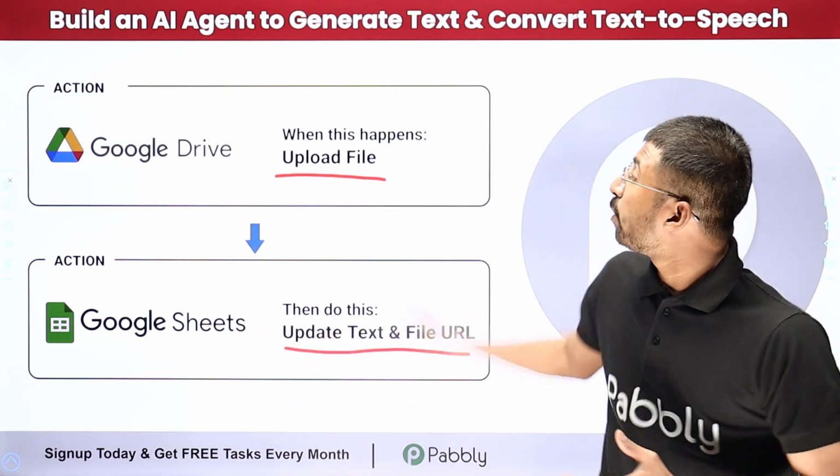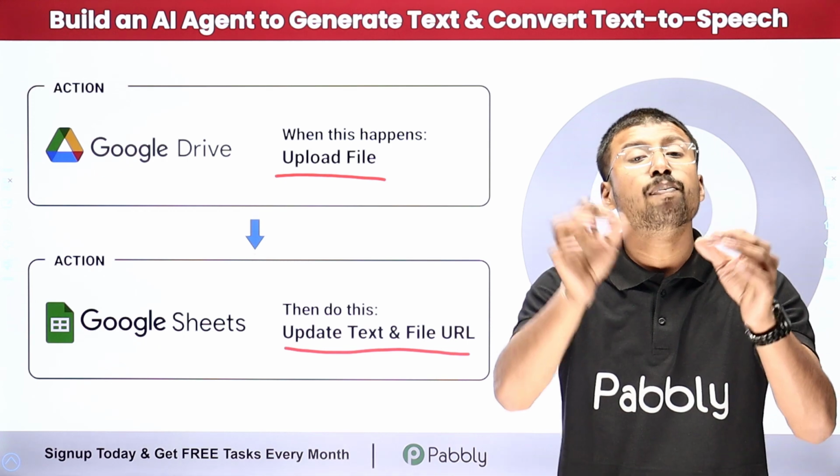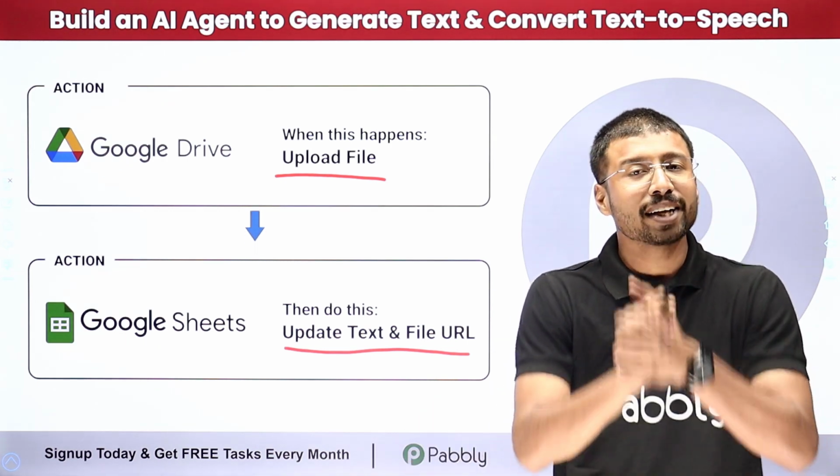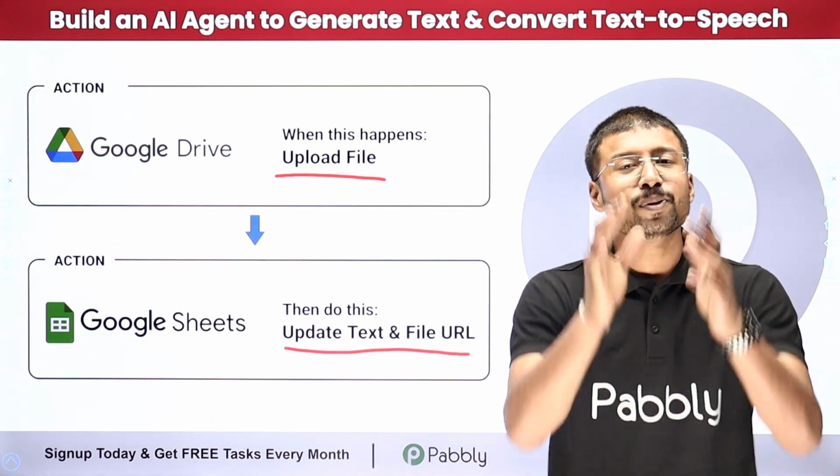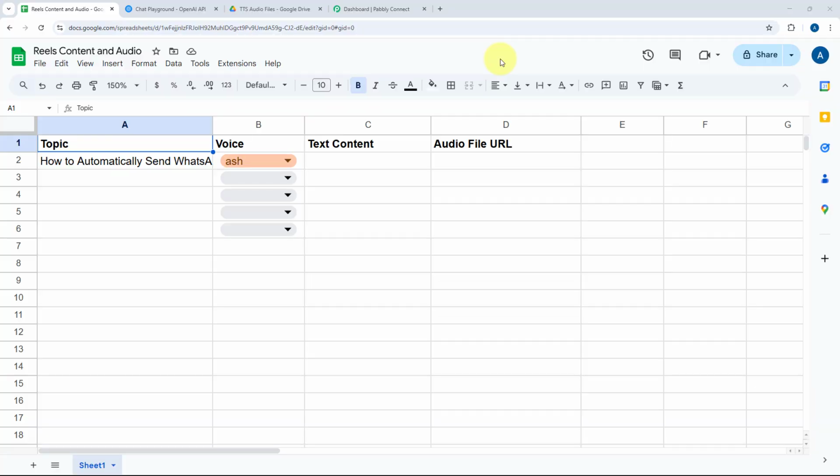Now, if you want to learn how you can set up this complete automation and build this AI agent using Pabbly Connect, for that you just have to come with me to my screen. So as you can see, this is my Google spreadsheet. Now in this video, I'm entering the data or the topic for which I want to generate the content and the text-to-speech audio file in Google spreadsheet. But instead of Google Sheets, you can basically use any other application you want in this AI agent which we are going to build in this video using Pabbly Connect.